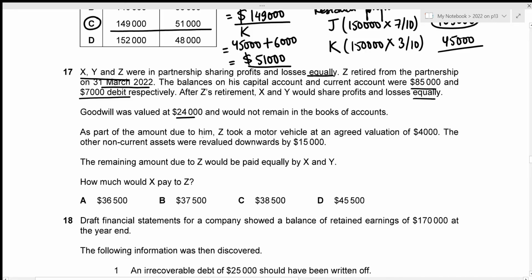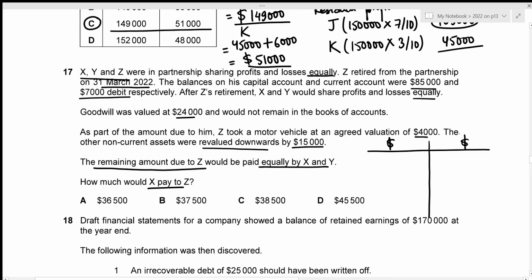As part of the amount due to him, Z took a motor vehicle at an agreed valuation of 4,000, and the other non-current assets were revalued downwards. So this is a loss on revaluation of 15,000. The remaining amount due to Z would be paid equally by X and Y. And we just need to figure out how much amount X would pay to Z. So first of all, we need to figure out this remaining amount due to Z. We can figure it out by preparing the capital account for Z. Let's do that.